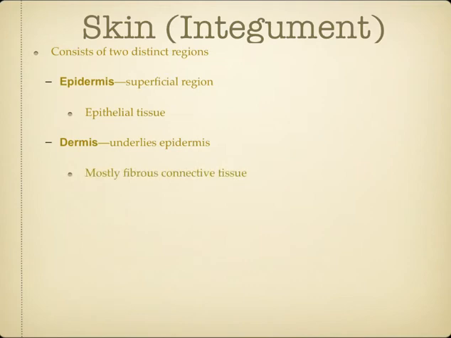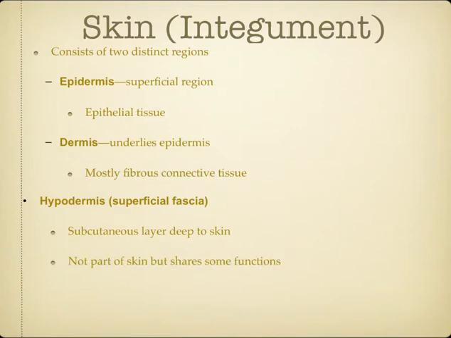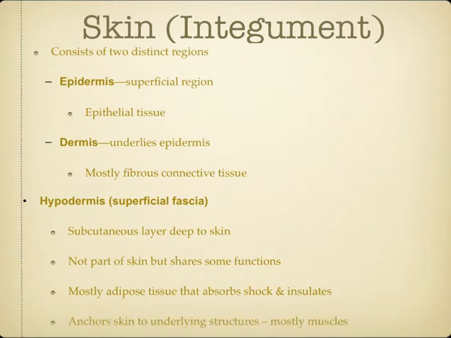That's actually where skin proper stops, but there is another bit of tissue below that, another layer known as the hypodermis, or superficial fascia. This is the subcutaneous layer. It's deep to the skin. It contains quite a bit of fat in most people. It's not a part of the skin, but it does share some of the functions of the skin. And as I said just a moment ago, fat adipose tissue is stored here, and that absorbs shock and insulates the body. It also is good at anchoring skin to the muscles underneath the skin.